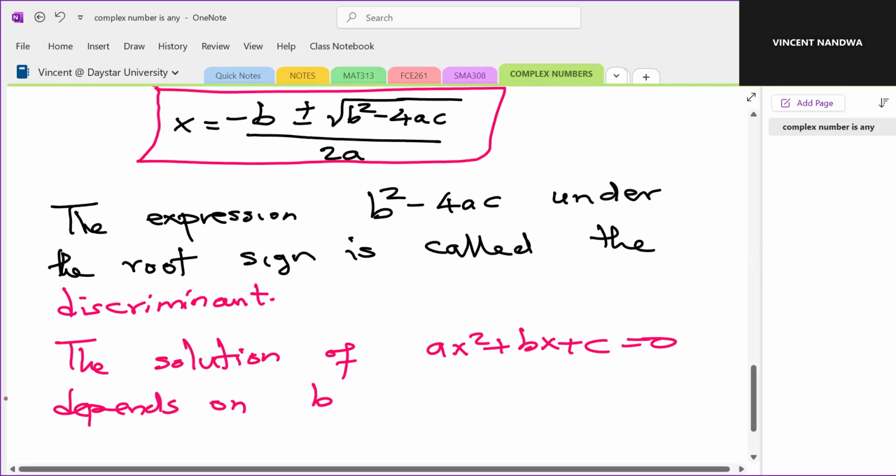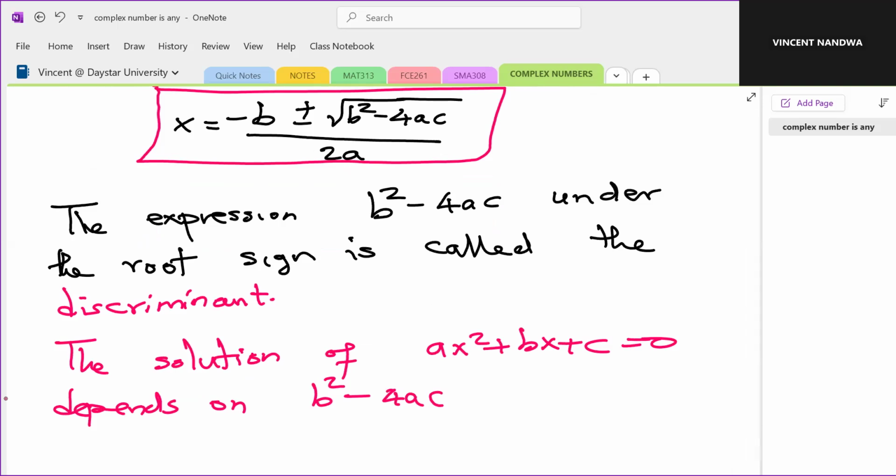Depends on this expression b squared minus 4ac, the so-called discriminant. And so depending on the value of the discriminant, we will be able now to classify the solutions of this quadratic equation. So there are three cases to consider.